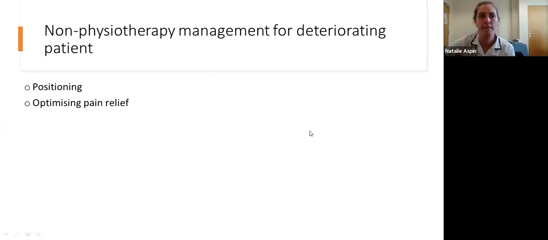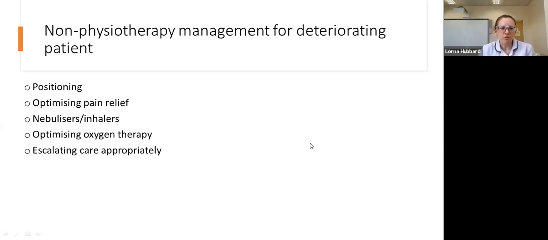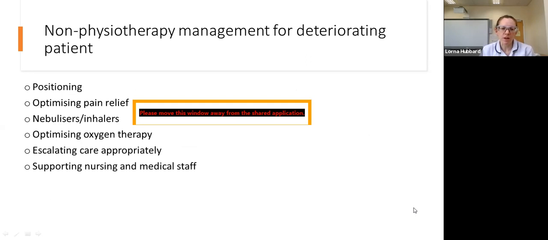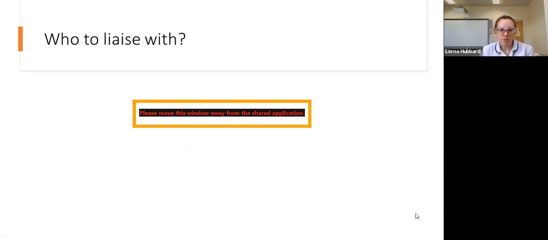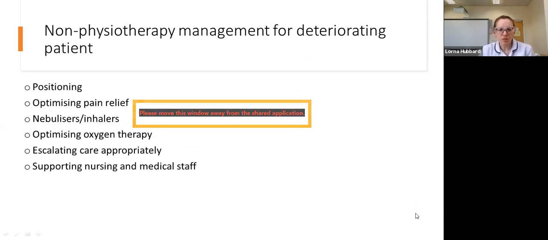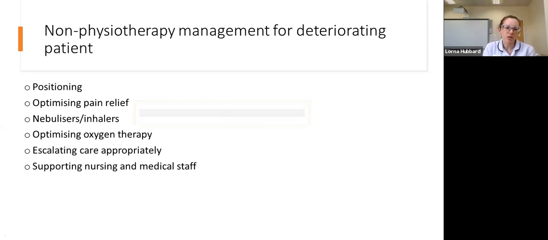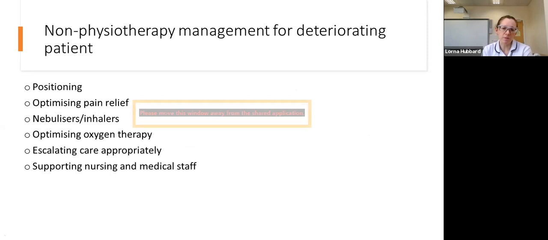Right, so I've just got a few slides to finish off. We've talked quite a bit about the physio management that we've had for both of those patients. But the important thing with the deteriorating patient is that we're not the only ones managing them. It's a multidisciplinary approach. And I think sometimes you can come away from situations like either of those examples and feel like you haven't done very much or that your input wasn't particularly valuable.